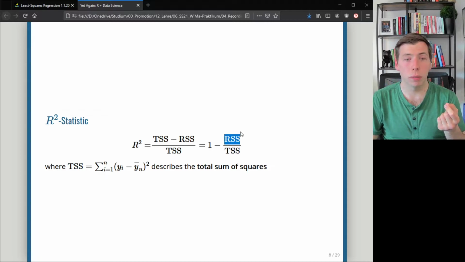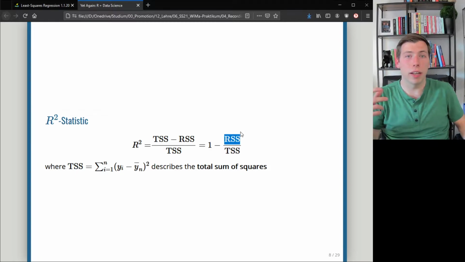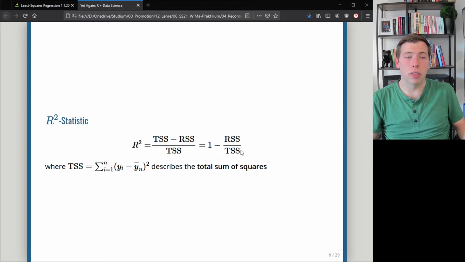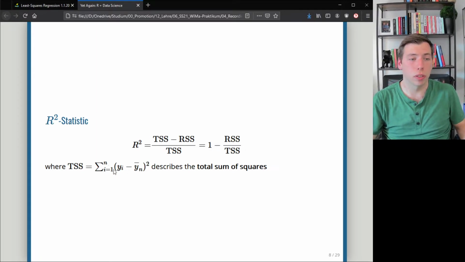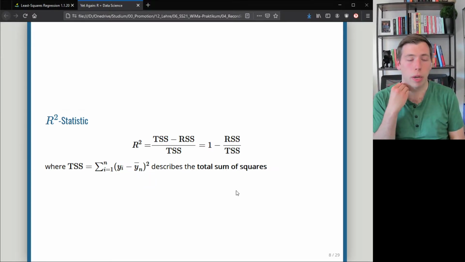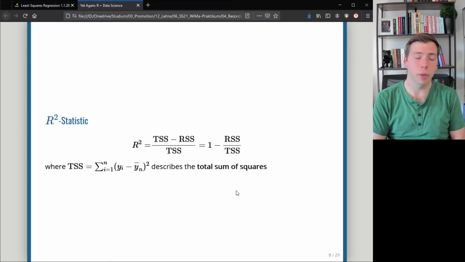So what is left unexplained, let me phrase it like that, can be seen in the variance of the residuals, and we divide that by the complete variance of the data set, which can be seen in the sample variance of my response variable. And if I divide one by the other, then I get the fraction of the variance in the data that is left unexplained by the linear model.